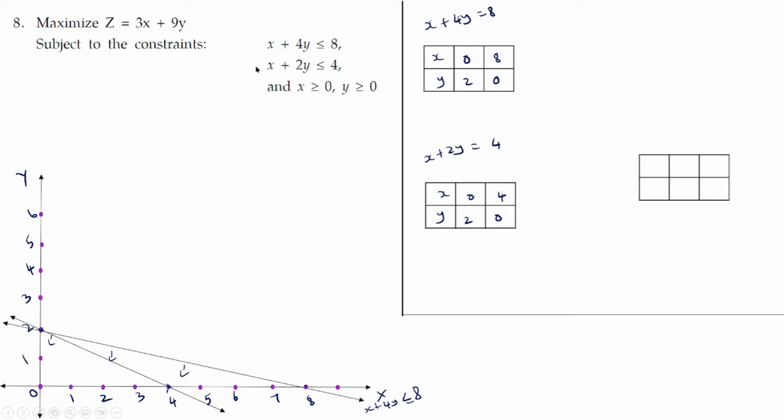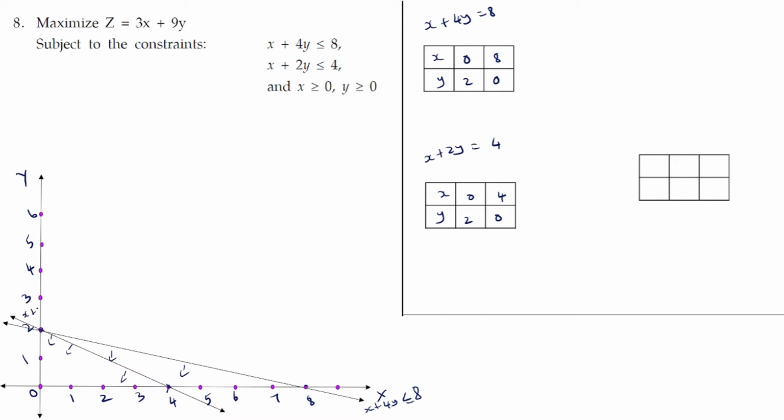We need the region corresponding to x plus 2y less than or equal to 4. So if we substitute the coordinates of the origin and check, when x is 0, y is 0, 0 is less than or equal to 4. So the origin lies in the region corresponding to this inequality. So it is this part.